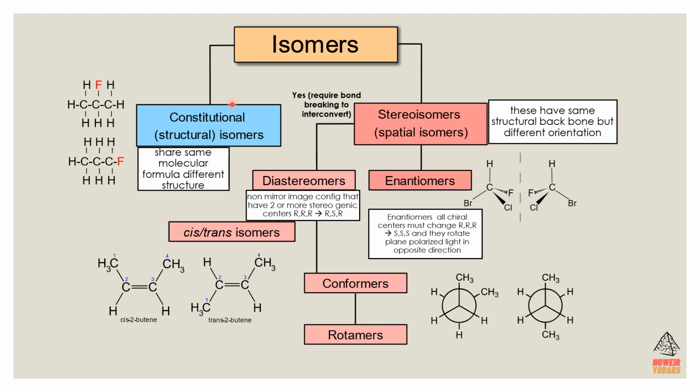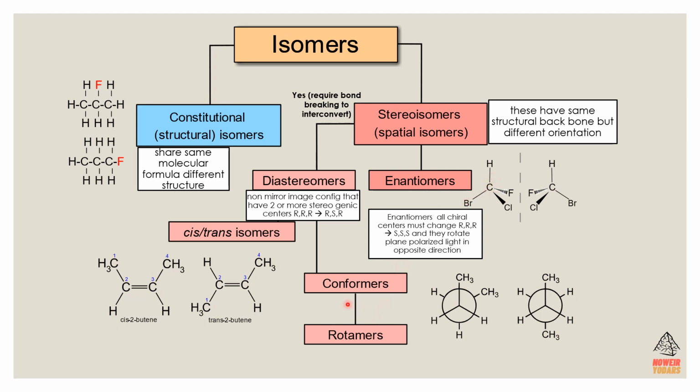Basically these configurations have two or more stereogenic centers. So an RRR configuration could turn into an RSR configuration depending on how it goes. That's why I said it's different from diastereomers. For diastereomers, basically all chiral centers must change. So for instance, if you have three R configurations, they must change to S configurations. We're going to discuss what the R and S configurations are later. And one more thing about enantiomers, they are optically active, or they polarize light.